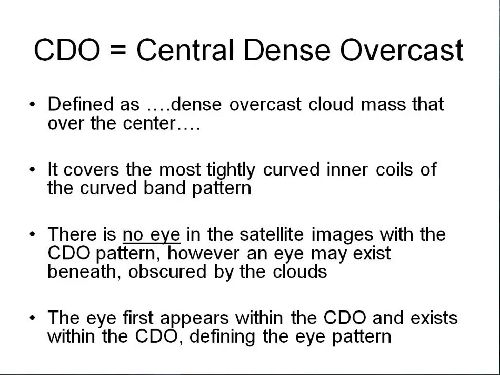Now we will cover the T-number assignment for the CDO pattern. CDO is defined as the dense overcast cloud mass that covers the center. There is no eye in the satellite images with the CDO pattern.